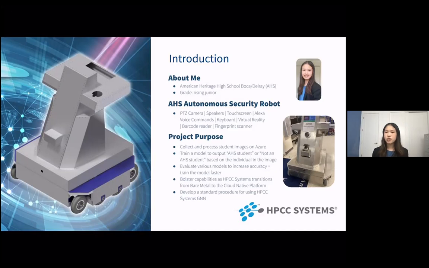In order for this to come to fruition, there needs to be a student database and a way for security personnel sitting in their office to identify whether the person standing in front of the robot is a student or not. And that's where this internship project comes in. So I collected and tested around 4,800 student images, so 8 students and 4 non-students, by training a model to output AHS student or not an AHS student based on the individual it detects in the image. And I was also able to output the student and visitor's individual specific ID number.